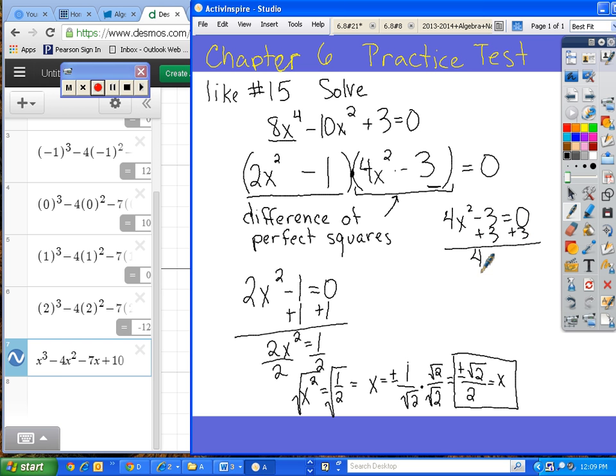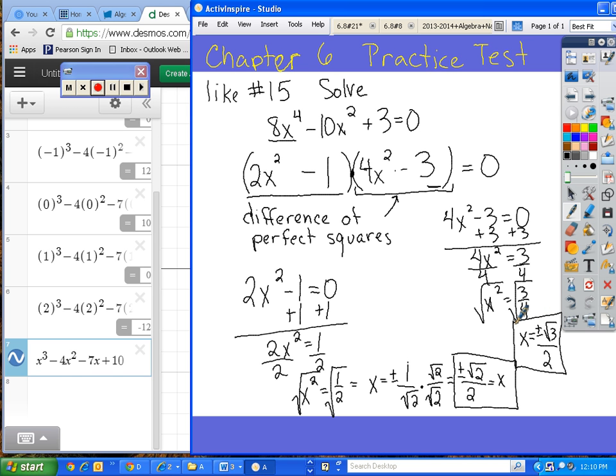Here I get 4x squared is equal to 3. I'm going to divide by 4, and I have x squared is equal to 3/4. I take the square root of both sides, and I get x is equal to plus or minus the square root of 3 over the square root of 4. And what is the square root of 4? 2. So again, this has two solutions.